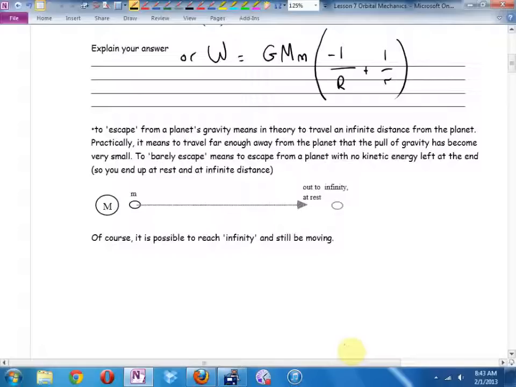To barely escape means to escape from a planet with no kinetic energy left at the end, so you end up at rest out at infinity. To barely escape would be to fire your rocket here on the Earth, and we're going to ignore air resistance just to make the math easy, boom, maximum speed and shut it off, and then coast to the edge of the universe. We call that escape velocity.